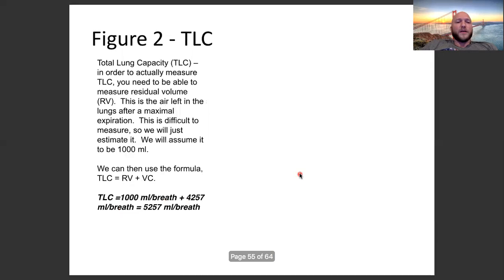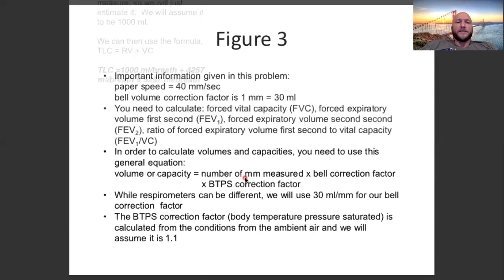3,244. Total lung capacity, we have to use that same assumption. So we do vital capacity, VC, plus the 1,000 milliliters. And so we get a total lung capacity of 5,257.